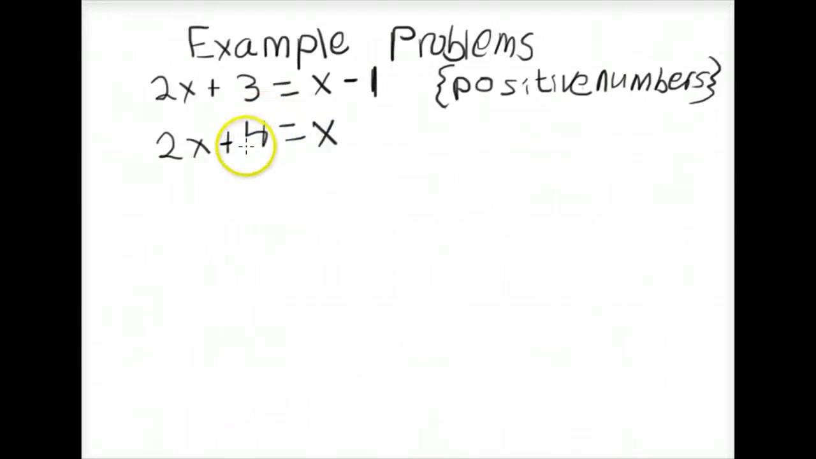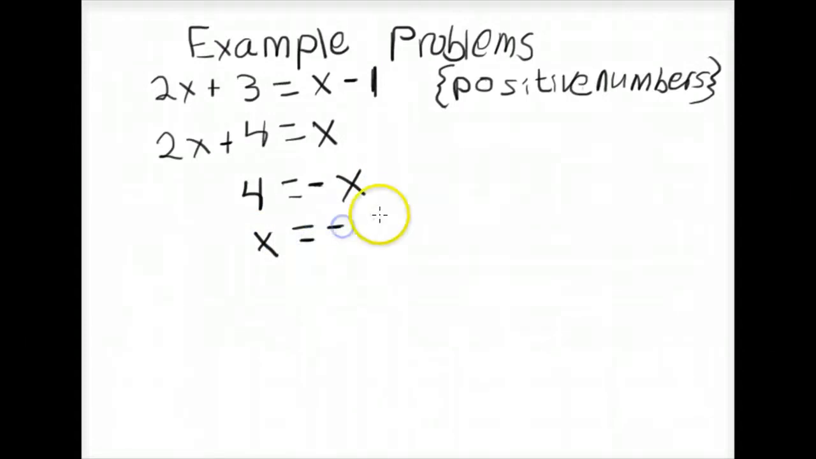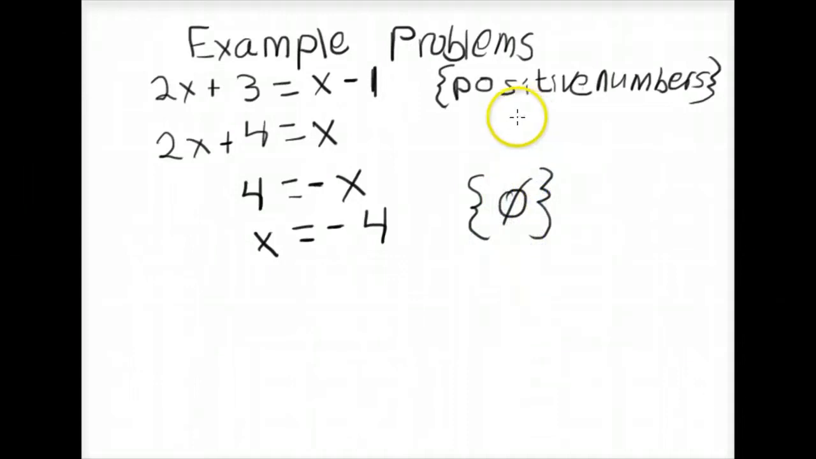Now the next thing we're going to want to do is subtract 2x from both sides. So we're trying to get into that form x equals some number. So that'll be 4 equals negative x. Now if we divide by negative 1, we get x equals negative 4. Now though this value of x does prove this expression to be true, for this solution, we're going to say that there's no solution, because in our restricted domain, x could only be positive numbers, and there's no positive number that could prove this expression to be true.